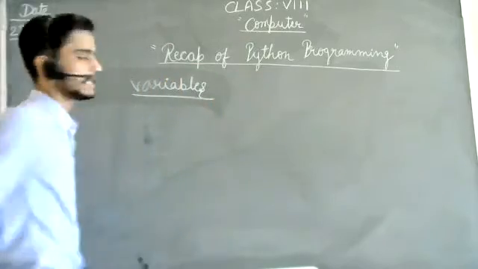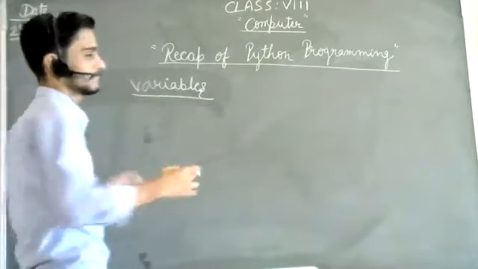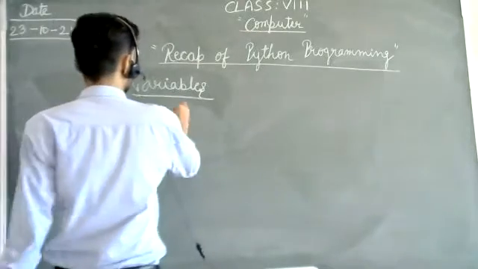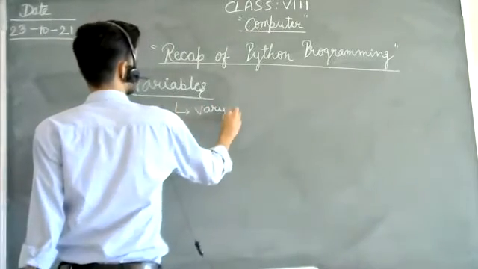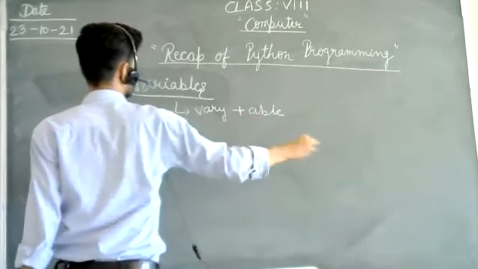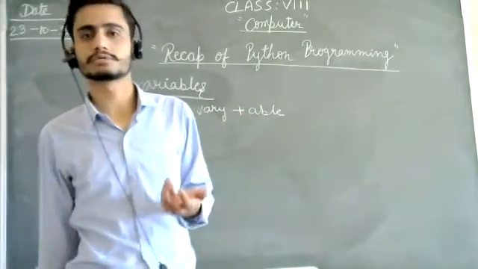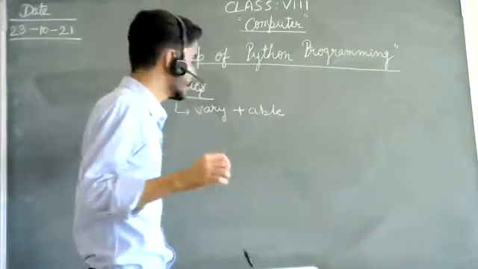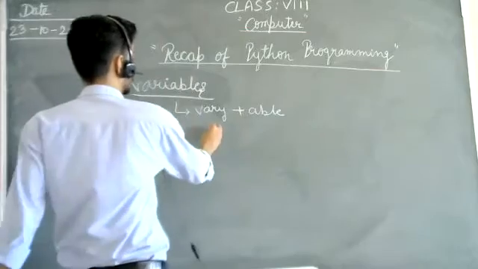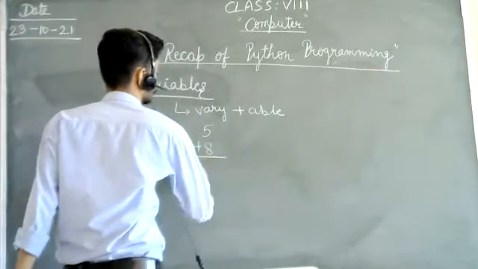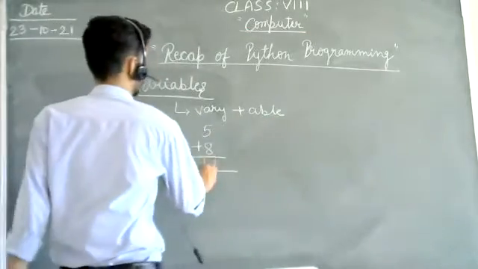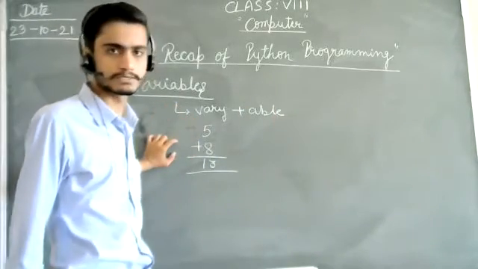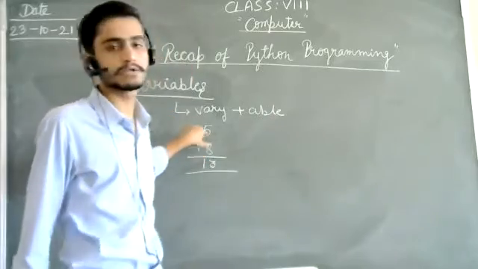I hope that you have learned about variables, algebra, in class 7th and 8th mathematics. Variable means vary plus able: anything that can vary in the future, that has no constant value. Suppose I write 5 plus 8. What will be the answer? 13. You know this answer because the value is fixed. 5 is fixed, 8 is fixed, and you are adding them.